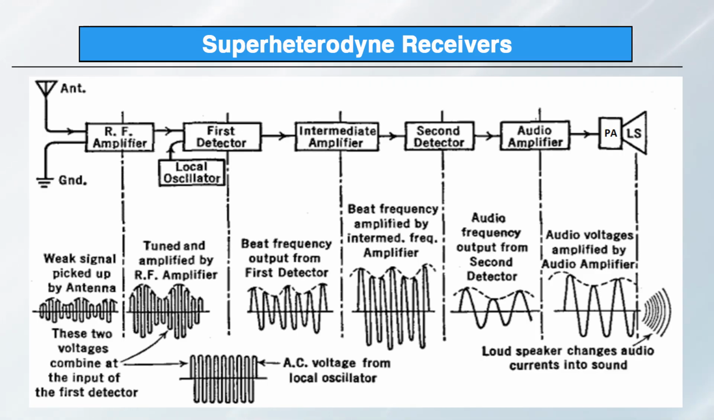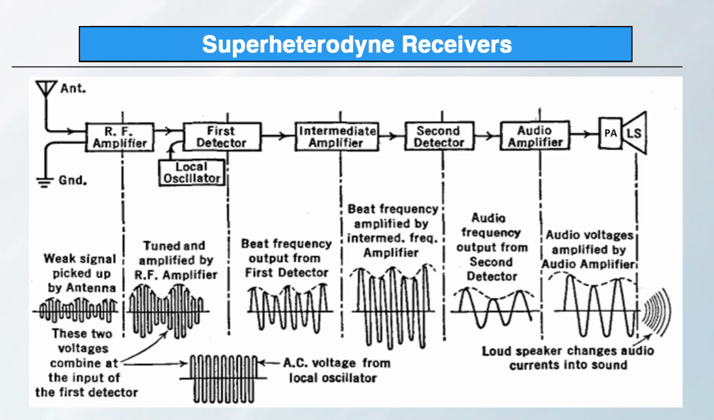The next component is the detector. The detector stage in a superheterodyne receiver extracts the audio or data signal from the IF carrier. The function is to demodulate the IF signal to recover the original audio or data modulation imposed on the RF carrier, converting the IF signal into a baseband audio or data signal suitable for further amplification and reproduction.